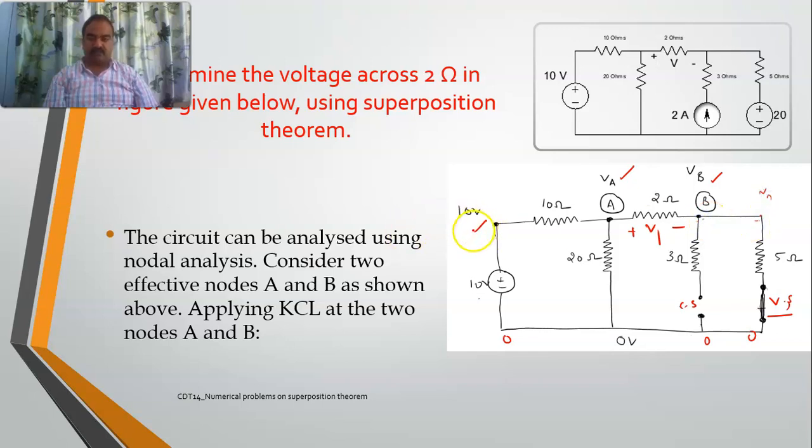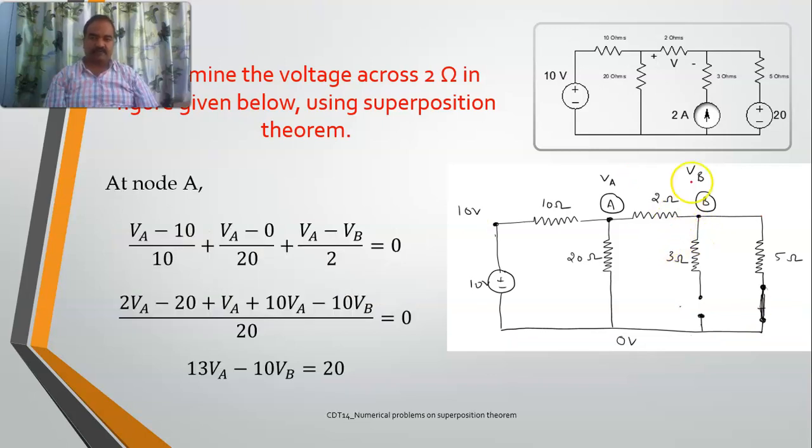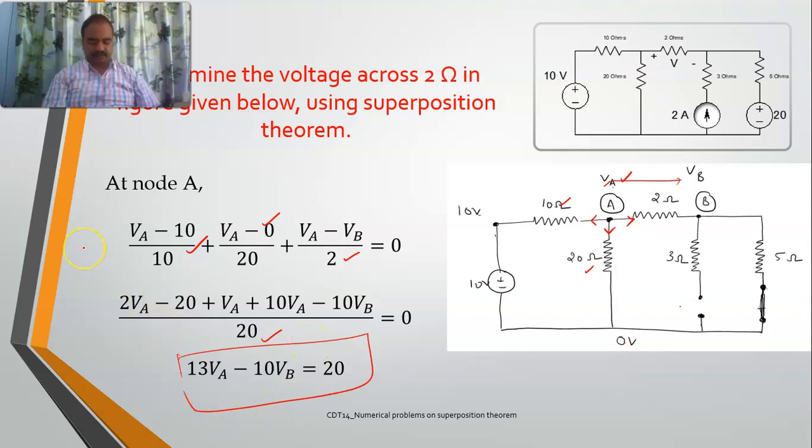Now I'll apply KCL at each of these nodes and employ nodal analysis. When I write the equation for node A, it has 3 parts: (VA minus 10) by 10 plus (VA minus 0) by 20 plus (VA minus VB) by 2. This is the first equation. If I try to solve it, this is the LCM and this is the equation. You can do it on your own.